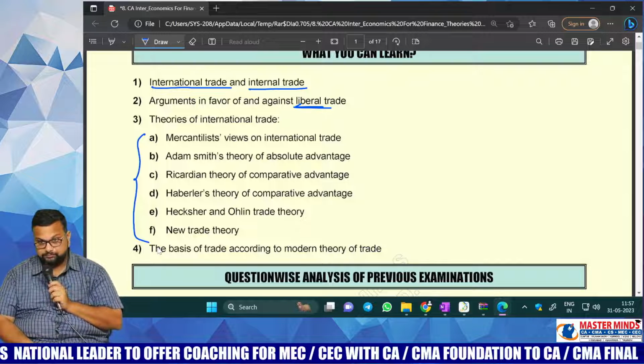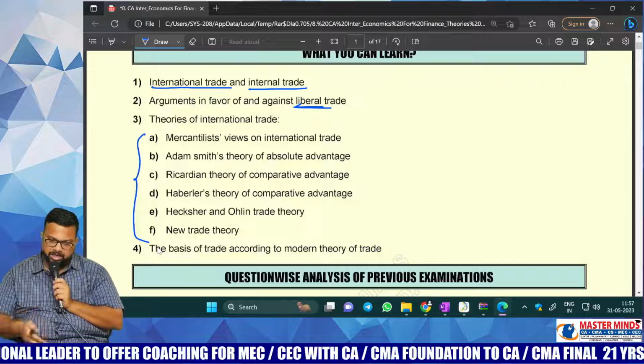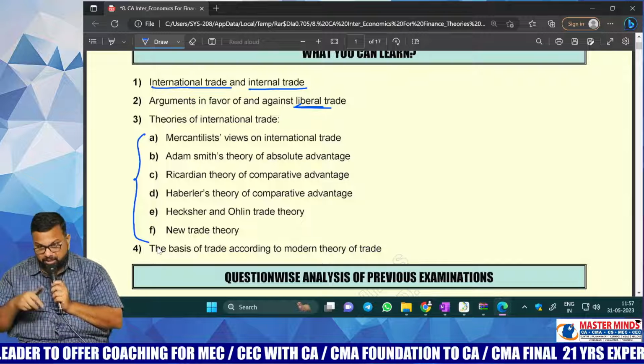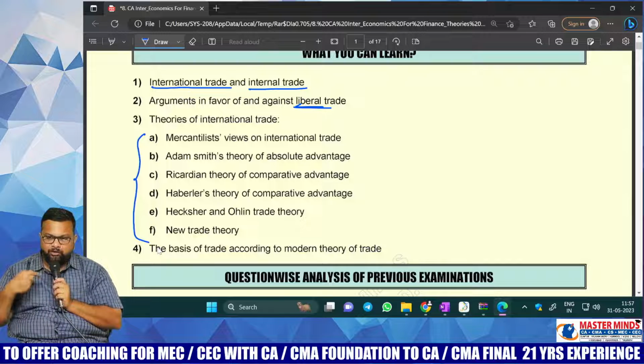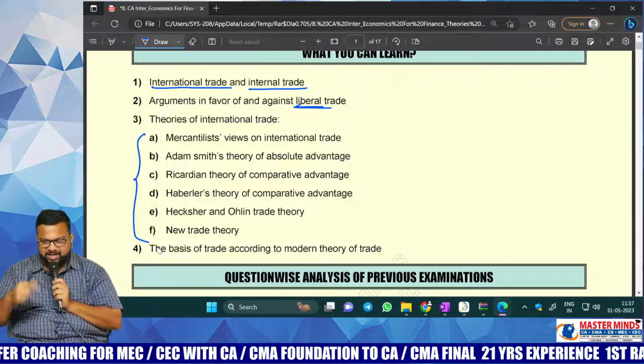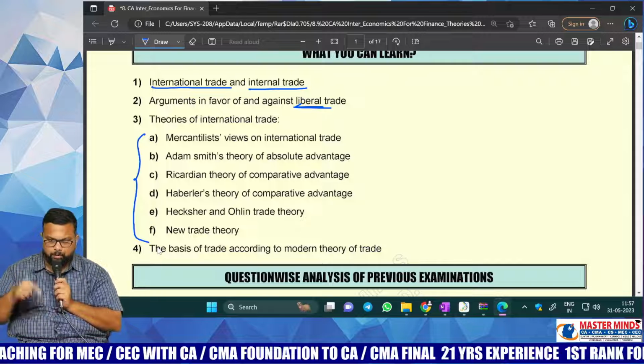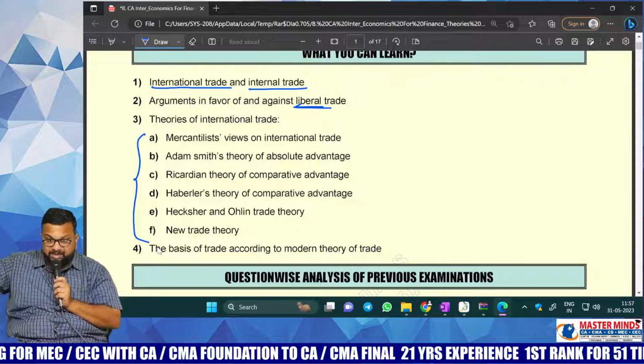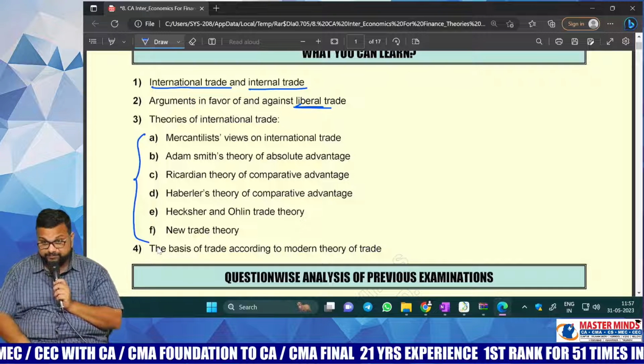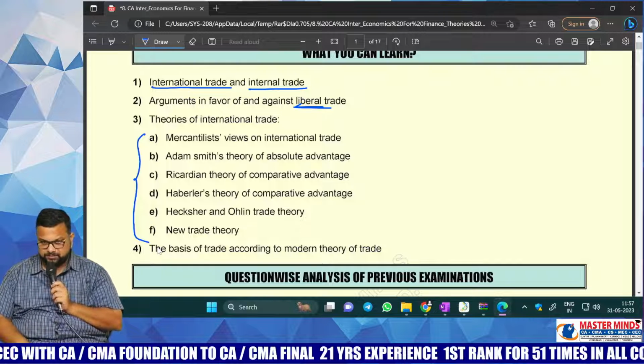See, already we are buying and selling goods in India. Now if I want to participate in international trade, definitely my advantage should be more than the advantage that I am getting in internal trade. Then only I will participate.